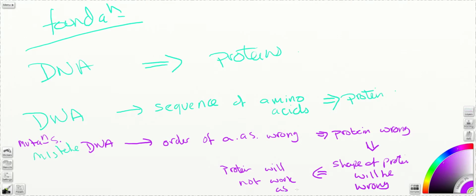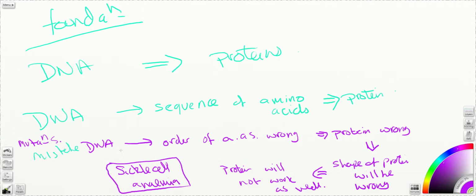You should know about linking this to B1, sickle-cell anemia. Hopefully you still remember that sickle-cell anemia is caused by recessive alleles, and it's when your red blood cells are sickle shaped. They are the incorrect shape, moon shaped. Why does that happen? It's because the DNA has a mistake in the sequence. The order of the amino acids is wrong, so the protein ends up folding in the wrong way. It has the wrong shape, and so it's not going to work as well.